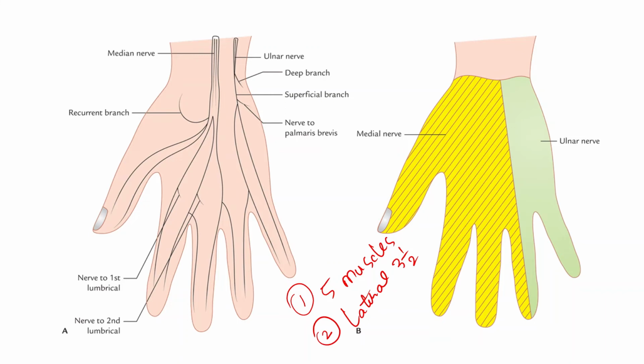So this here is the picture where we can make out the distribution of the median nerve. So in the palm, the lateral 3.5 fingers along with the adjacent portion of the palm is supplied by the median nerve. So this is the diagram showing the area of distribution of the median nerve over here.